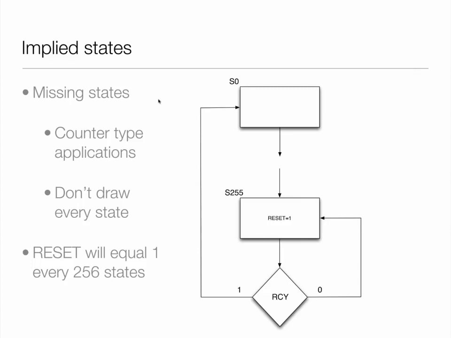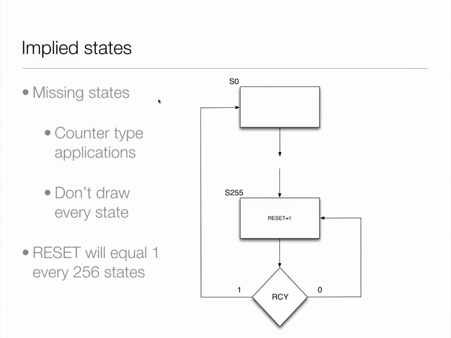Then I've got a synchronous reset equals 1, so a little pulse comes out at the end. And then I look at the input RCY, which is an abbreviation for recycle. If that's a 1, we go back to the beginning and start again. Otherwise, we stick in state 255. So I don't have to draw 256 circles in a big circle, and I'm rather glad I don't, because it gets very tedious, as you can see.